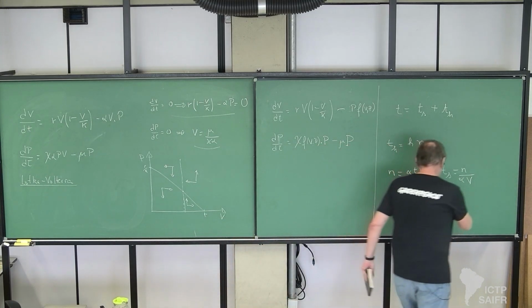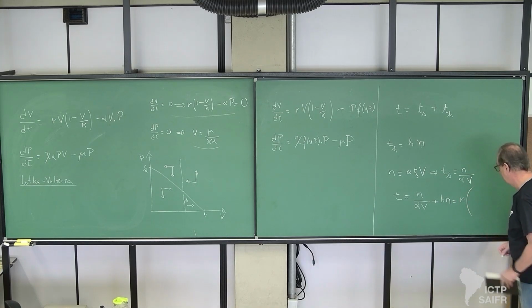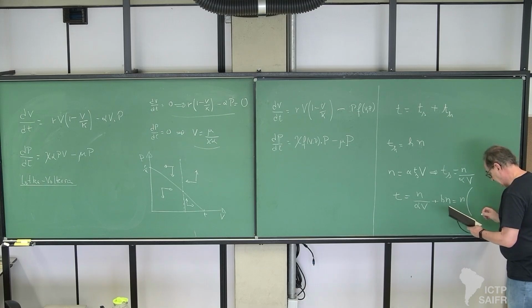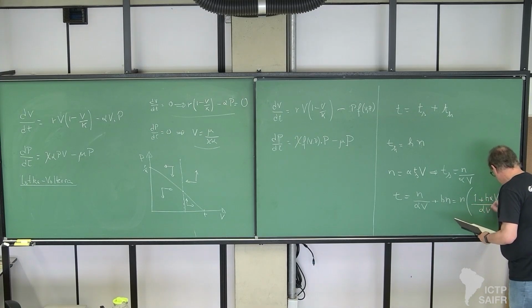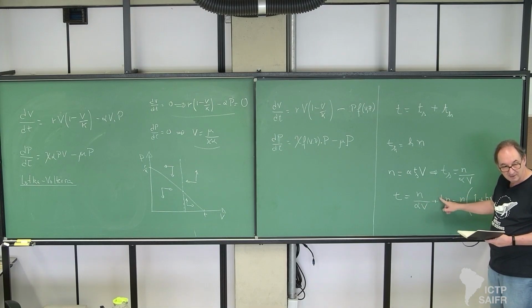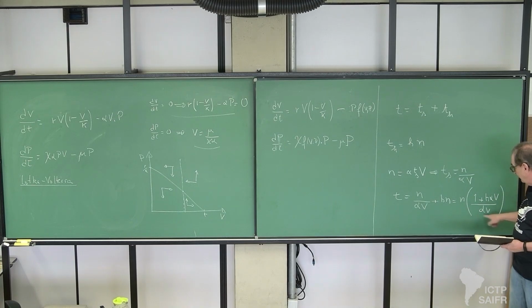Which can be written, putting n in evidence, as 1 plus h alpha v over alpha v. Okay? I multiply alpha v here, and I put it in evidence, and then I have 1 plus this. Okay?